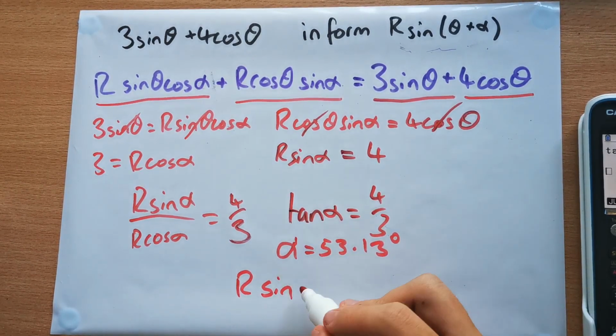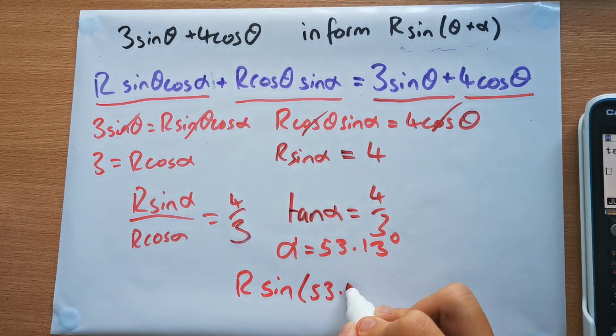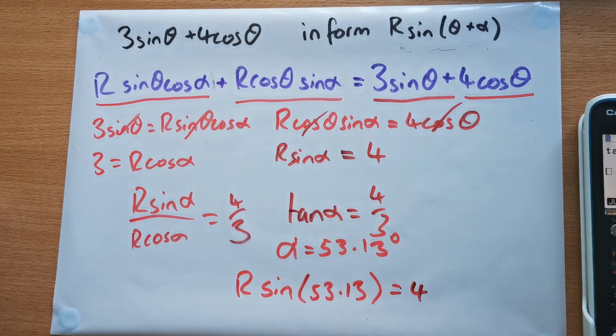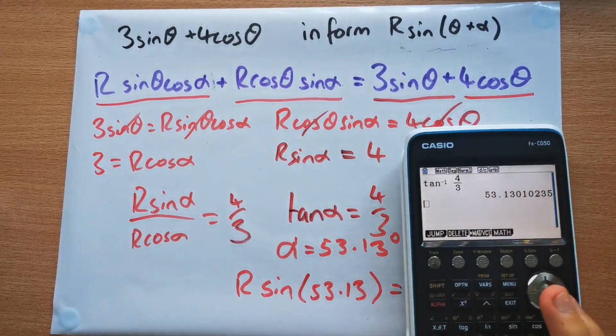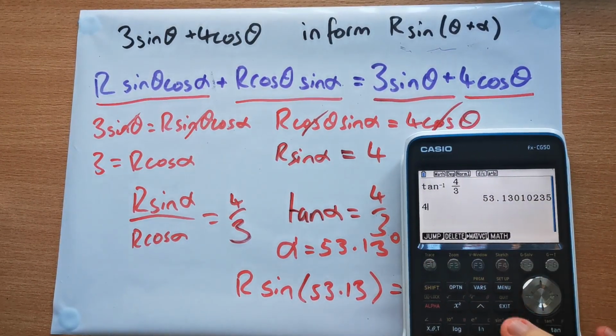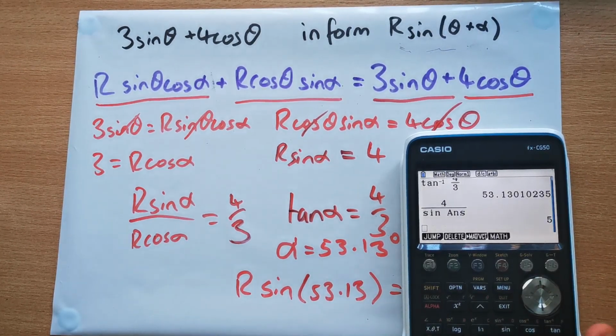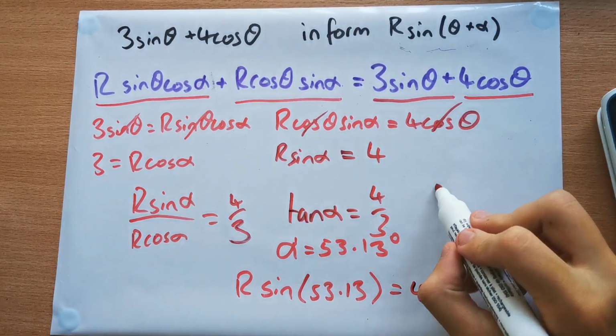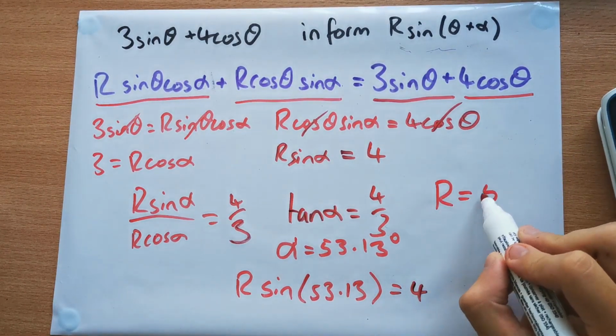Now, if I want to work out what r is, I know that r sine alpha, but we know what alpha is now, so r sine 53.13 equals 4. To get r, divide by sine of alpha. So if we get the calculator back, we're going to say that 4 divided by sine, answer, just to put the alpha straight in, we get 5. Let's write that here. r equals 5.